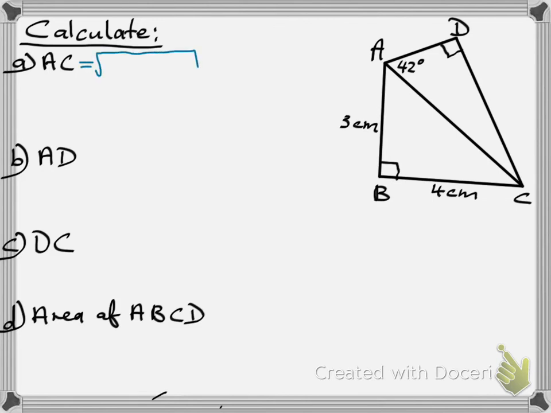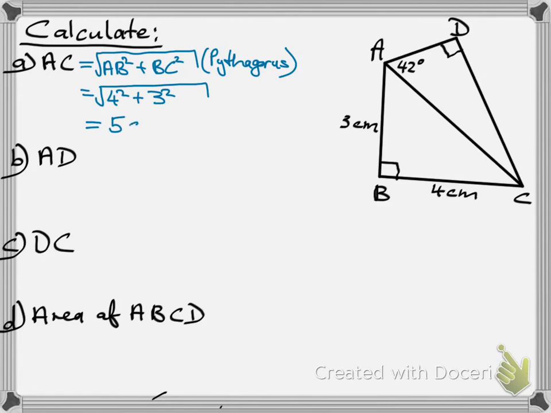Calculate AC. How do we calculate AC? AC squared will be equal to AB squared plus BC squared, which is Pythagoras. And then we substitute the values, we get the answer. Right. And then AD again. Now that we've got AC and ACD is a right angled triangle, we can use Pythagoras. Here they did not say don't use it, so we use it.